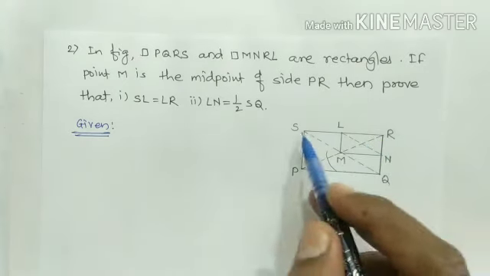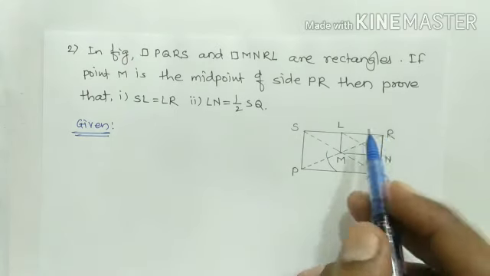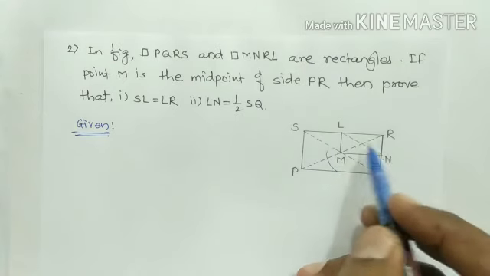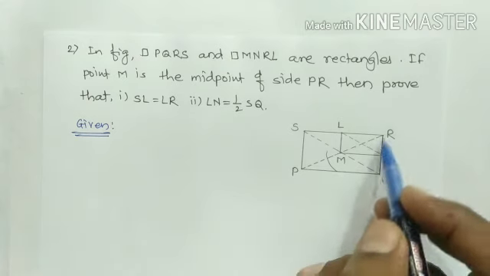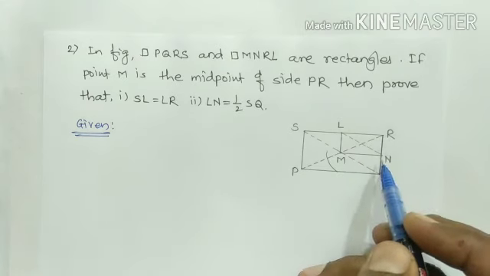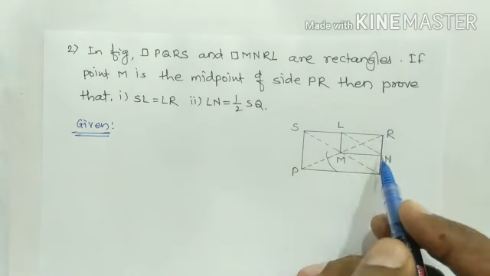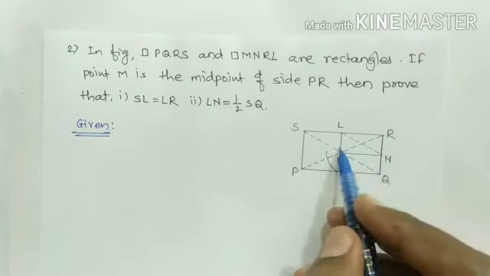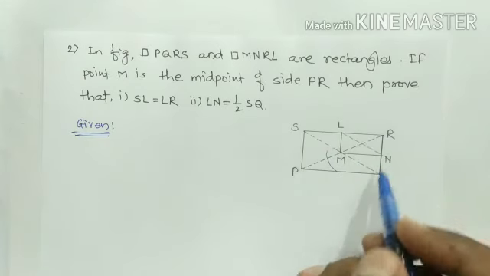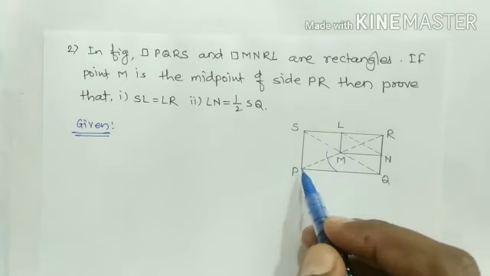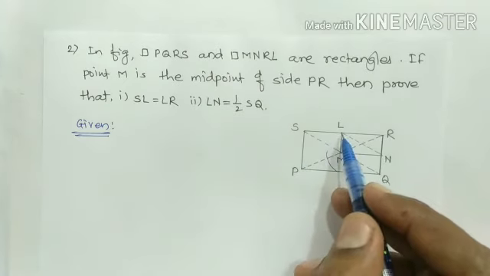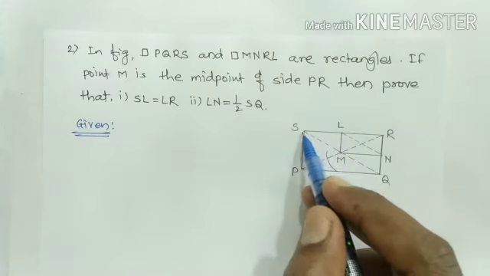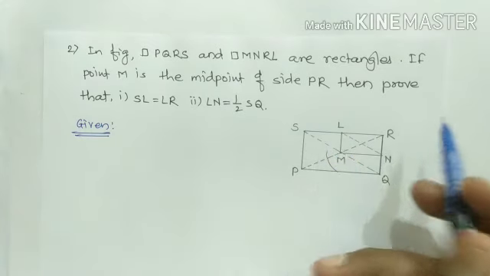For that, first we have to prove LM is parallel to SP. In it, here quadrilateral PQRS and quadrilateral LMRN are rectangles. Therefore SP is parallel to RQ, opposite sides of a rectangle, and also LM is parallel to RN, these are the opposite sides of this smaller rectangle. And as LM is parallel to RQ and SP is parallel to RQ, then LM is parallel to SP. Then by using the converse of midpoint theorem, we can easily prove that point L is the midpoint of side SR, that is SL equals LR.